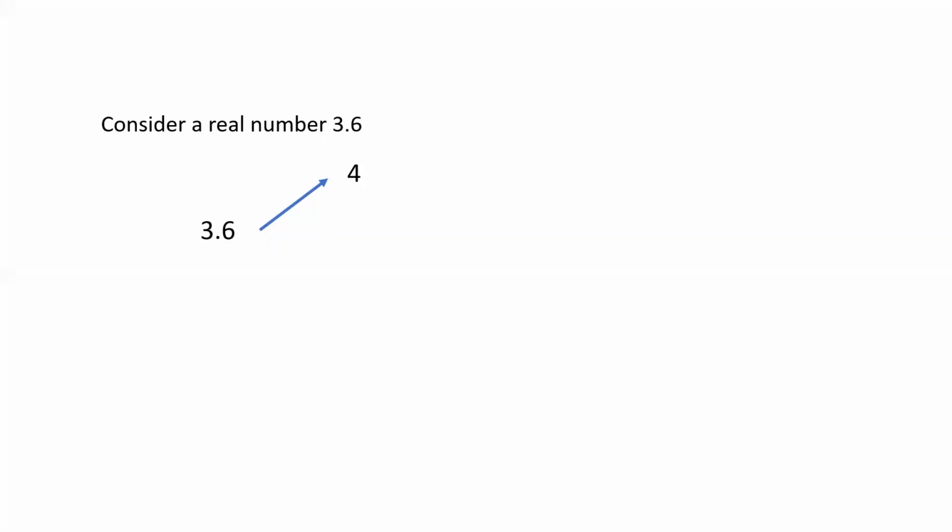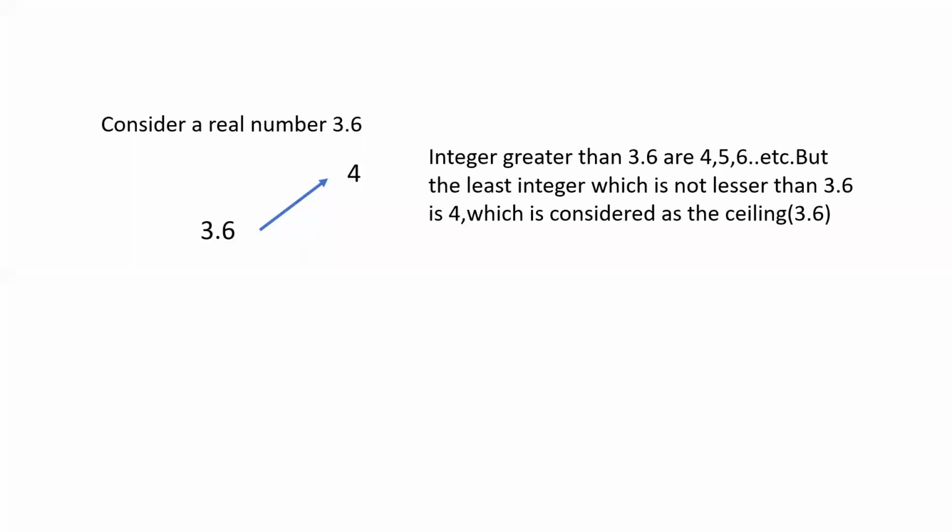I'll explain with the definition line. In order to understand that definition line, I'm showing it here. So here, 3.6 is a real number, right? It has a fractional part. Which are the integers which are greater than 3.6? You may tell 4, 5, 6, all these are integers greater than 3.6, right?